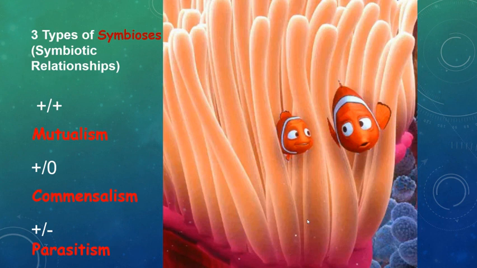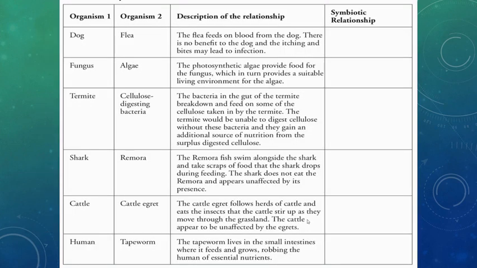For each of these, you're going to want an example in order to remember them and possibly use on the AP test. Let's take a look at some relationships here. Dogs and fleas: the flea feeds on the blood of the dog, and the dog can be infected, so this would be considered a parasitic relationship. How about fungus and algae? Photosynthetic algae make food for the fungus, and then the fungus makes a living environment for the algae. That's mutualism.